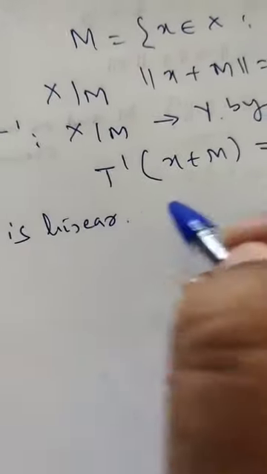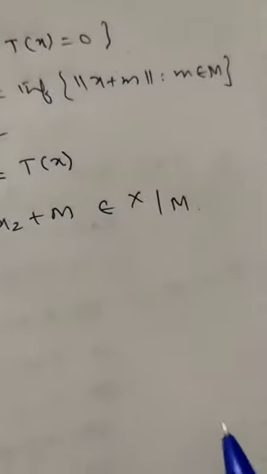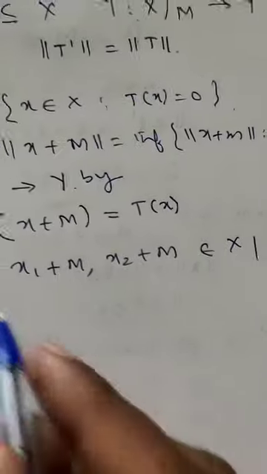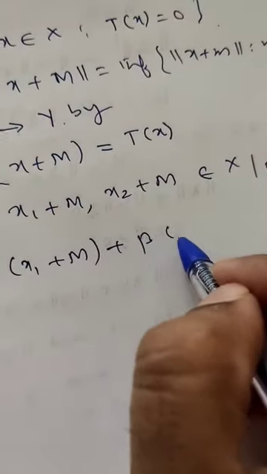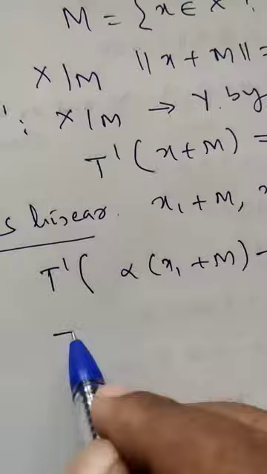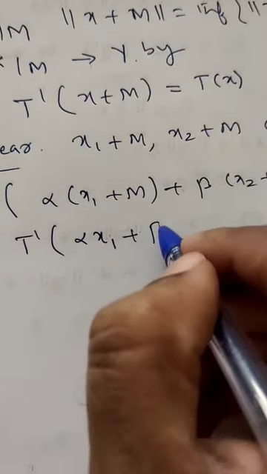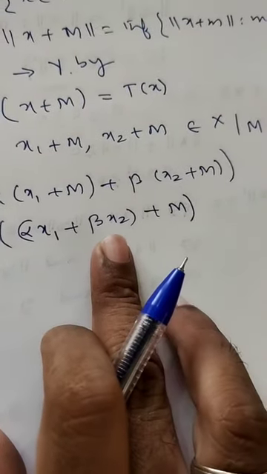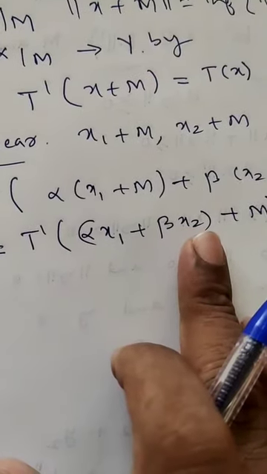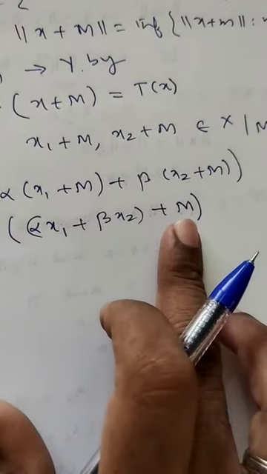So I will take any two elements, say x1 plus M and x2 plus M, be any two arbitrary elements of X by M, and let alpha and beta be scalars. Then T dash of alpha into x1 plus M plus beta into x2 plus M is equal to T dash of alpha x1 plus beta x2 plus M. Now x1 and x2 are elements of X, and since X is a linear space, alpha x1 plus beta x2 belongs to X.